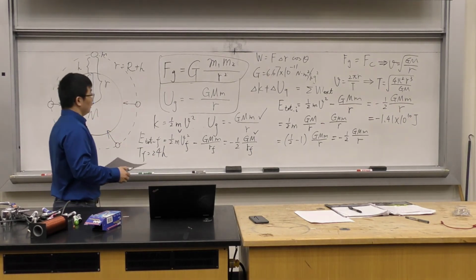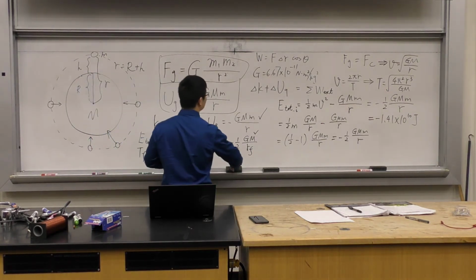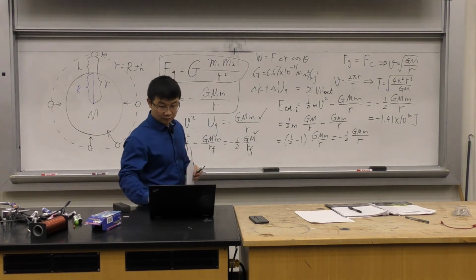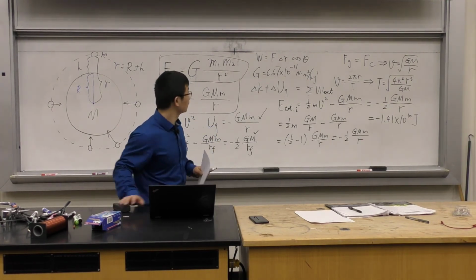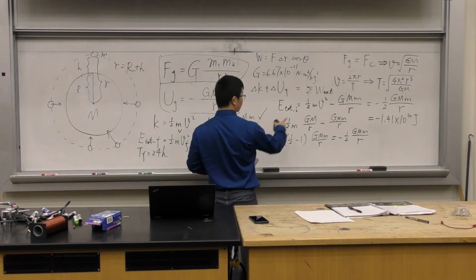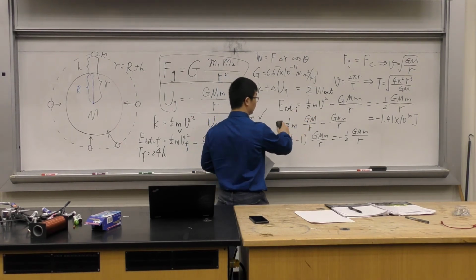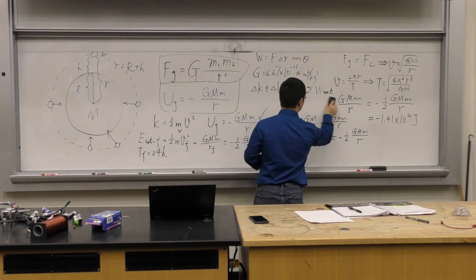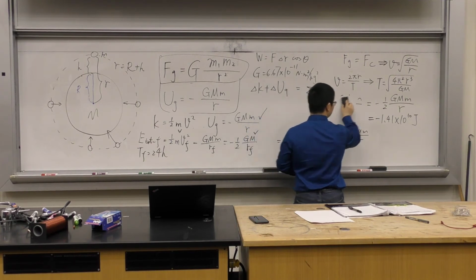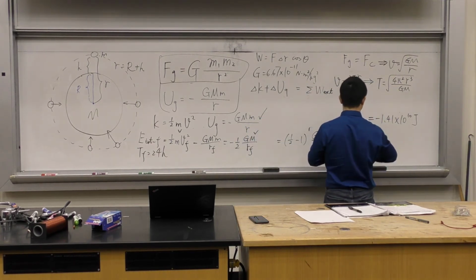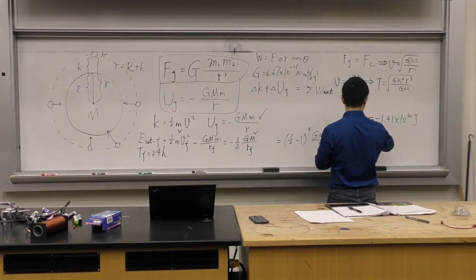All right, so I'm going to need that. Okay, well, I'm going to erase this. I don't need this anymore, because all I need is this. This is the E total initial.